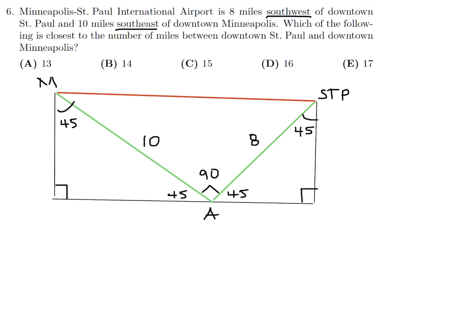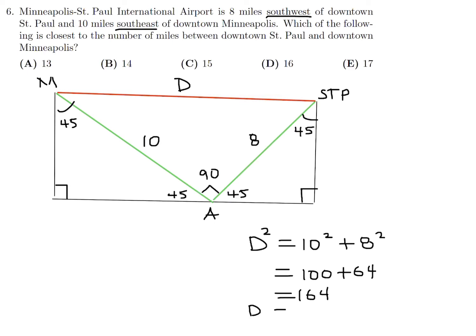So when we try to figure out the distance between those two cities, we are basically going to use Pythagoras. So that means the distance, I'll call it D, is going to be 10 squared plus 8 squared, D squared that is. So we have 100 plus 64, and that's 164, and therefore D will be the square root of 164, and that's approximately a little less than 13, so about 12.8. So the closest in the answer choices for number 6 will be A.